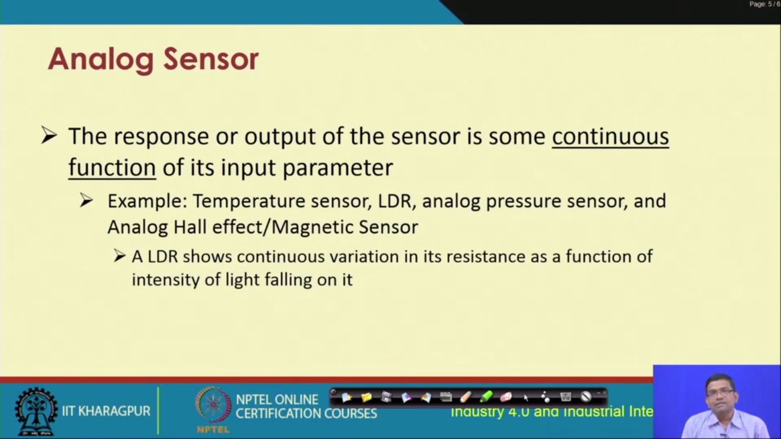Then let us look at another classification, analog versus digital. Analog sensors, as the name suggests, produce output which is some continuous function of the input parameter. Examples would be temperature sensor, light detection sensor, LDR, pressure sensor, the analog variants of these pressure sensors, analog Hall effect sensor or magnetic sensors, and so on. An LDR shows continuous variation in its resistance as a function of intensity of light falling on it.